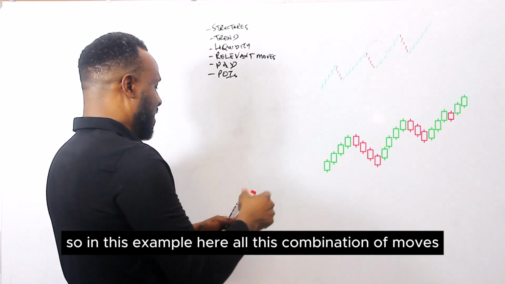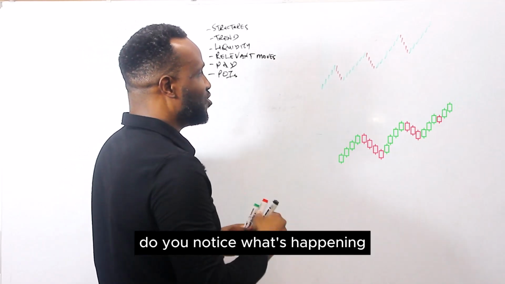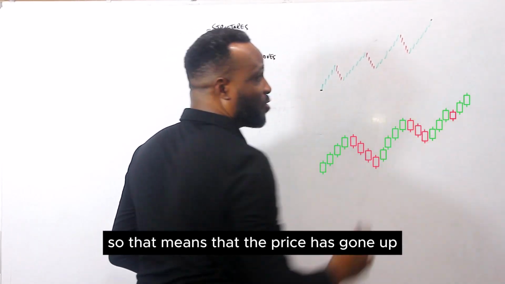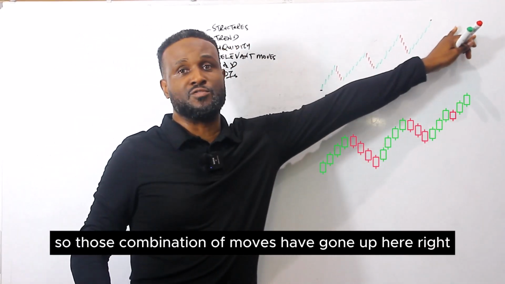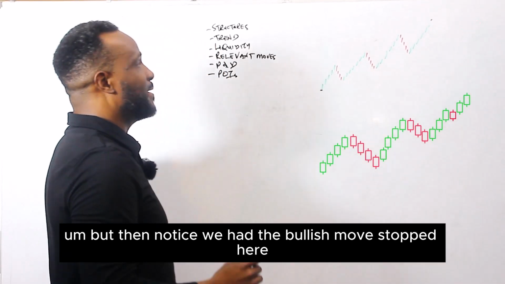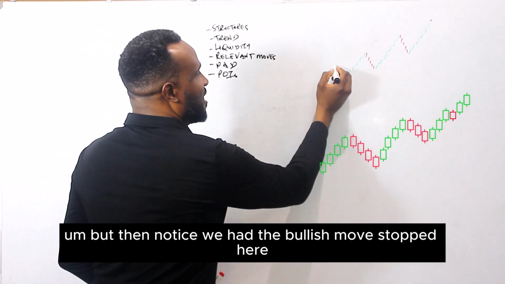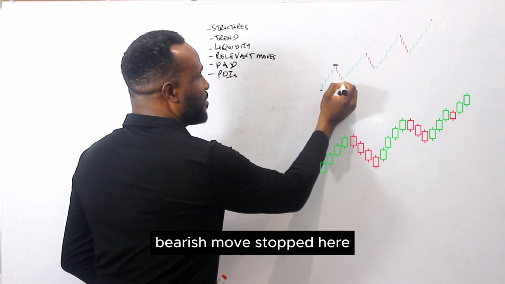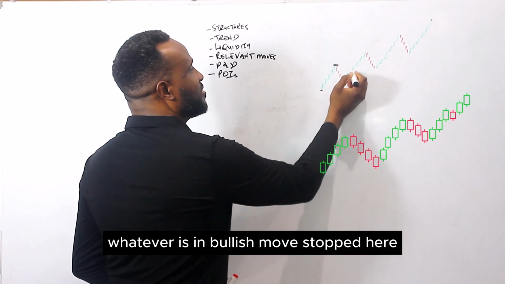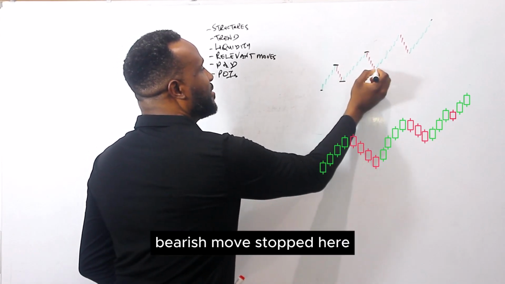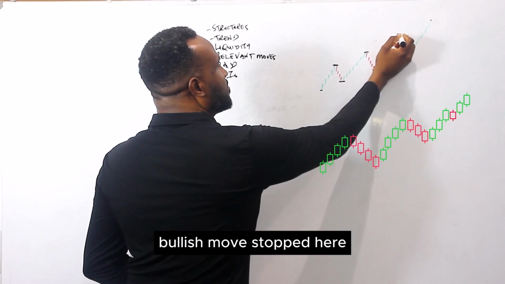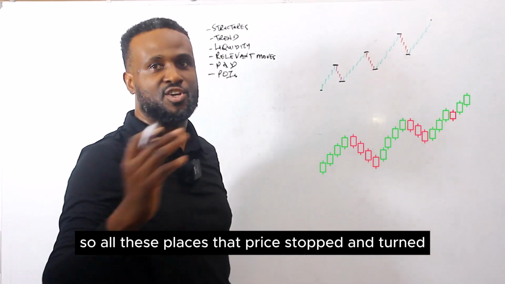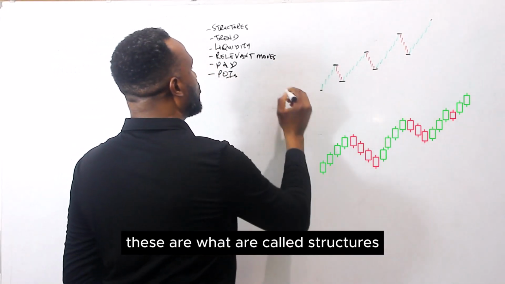So in this example here, with all this combination of moves, do you notice what's happening? We started here, we ended here. So that means that the price has gone up. So those combination of moves have gone up here, right? But then notice we had the bullish move stopped here for whatever reason, then gave us a bearish move that stopped here, bullish move stopped here, bearish move stopped here, bullish move stopped here, bearish move stopped here. So all these places that price stopped and turned, these are what are called structures.